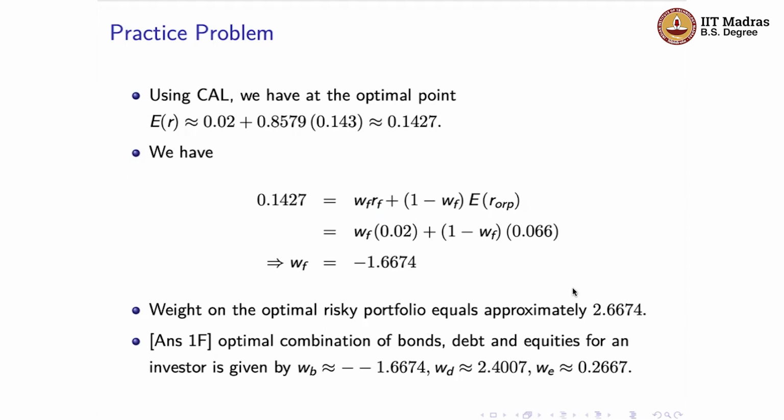And in that risky portfolio, remember that equity has a 10% share. So the weight of equity is going to be 10% of this, so 0.2667. And the weight on the debt is 90% of this term, so that's approximately 2.4007, right? So this is the final answer: this is how you can find out the optimal combination of the bond, debt, and equity for this investor.